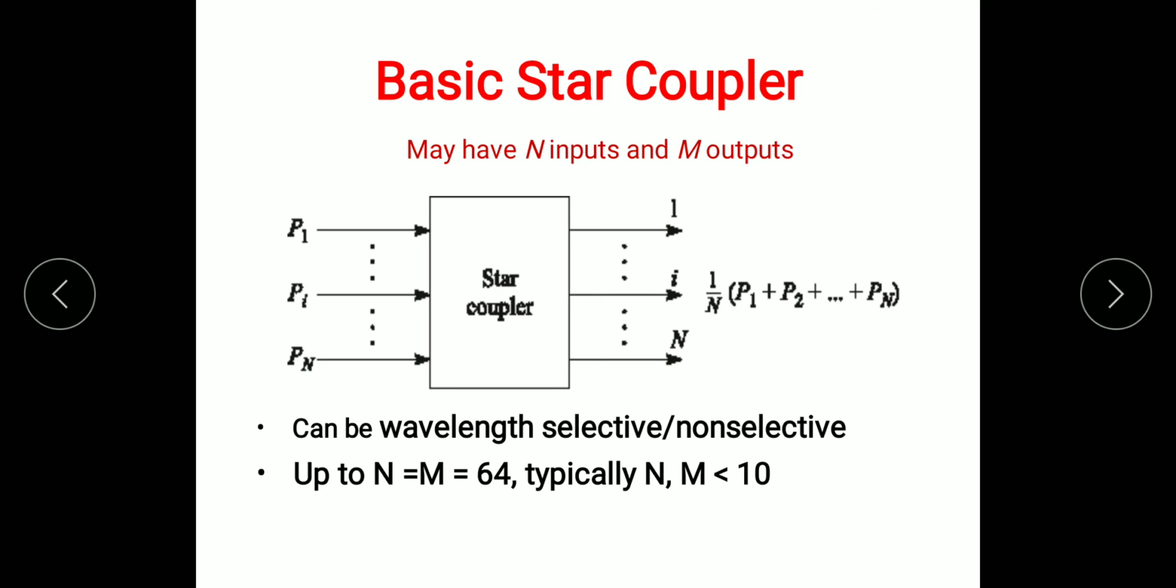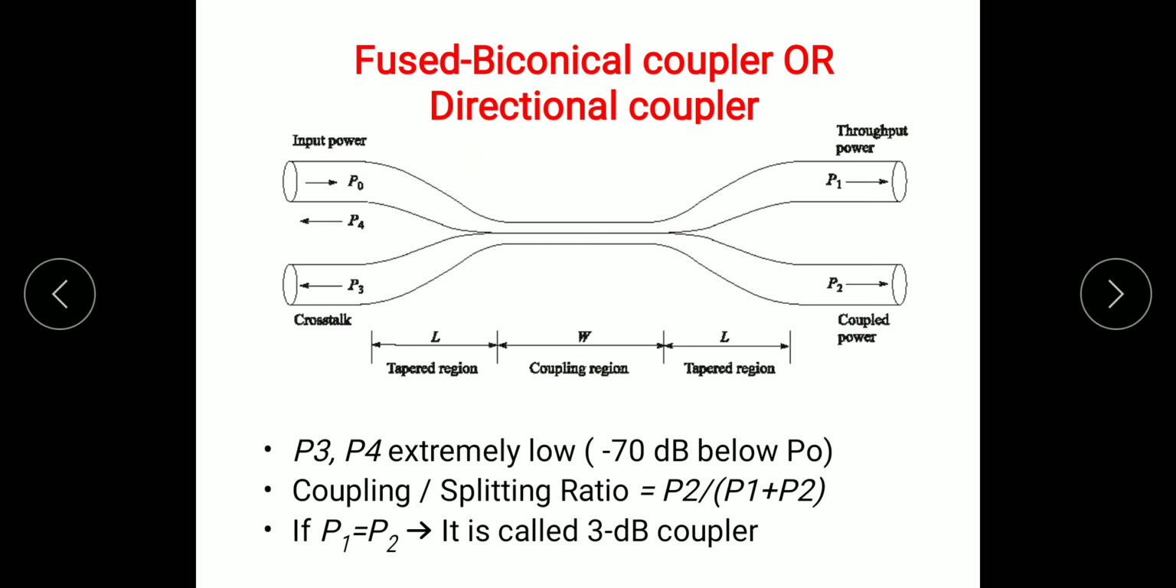Star coupler can be wavelength selective or non-selective, and we can have n equal to m equal to 64, so that means we can combine or couple 64 signals here. This we have already completed in the previous video.